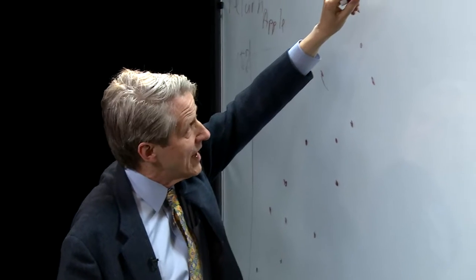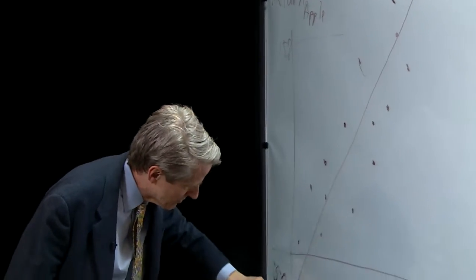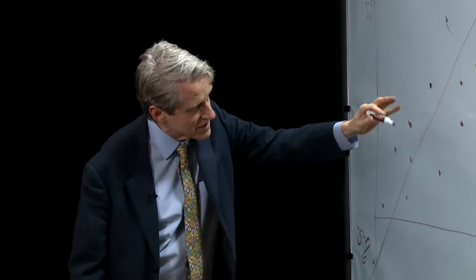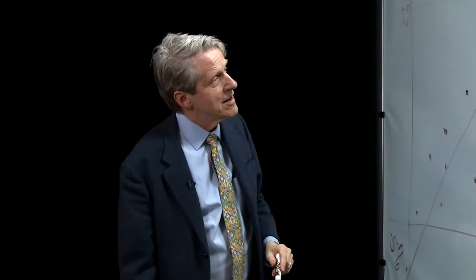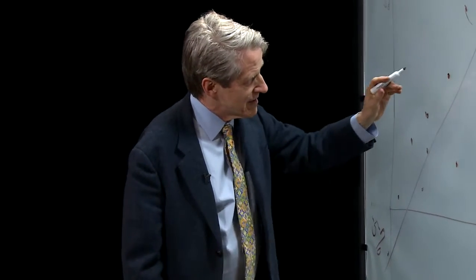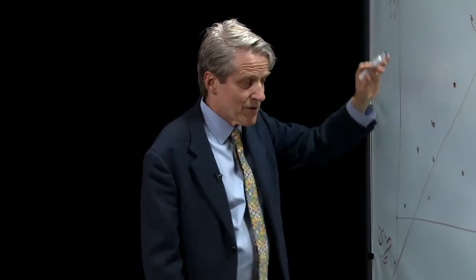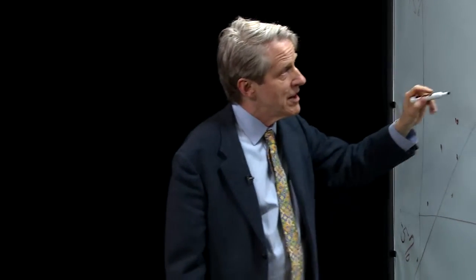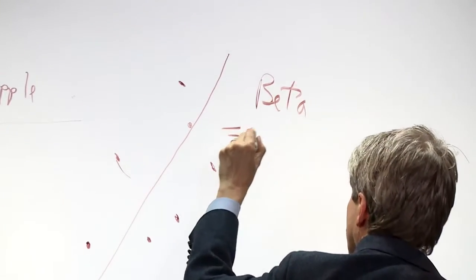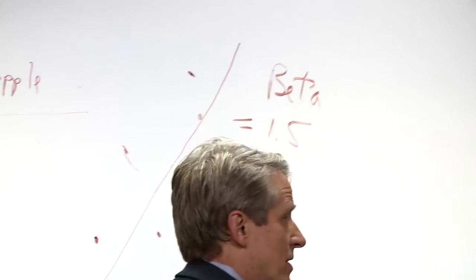And I can draw a line that's the best fitting line through the scatter of points so that it gets as close as it can to the scatter of points. That's called a regression line. And the slope of the line is called its beta. If it has a slope of 1, that means the stock is reacting 1-for-1 with the market. But in the case of Apple, the beta is about 1.5. It's greater than 1.